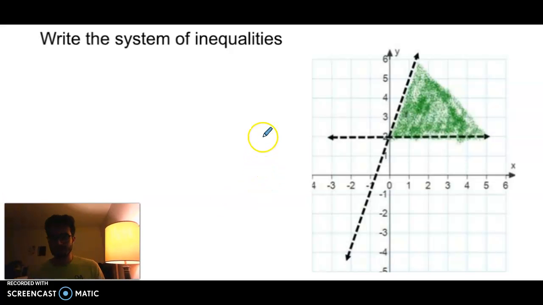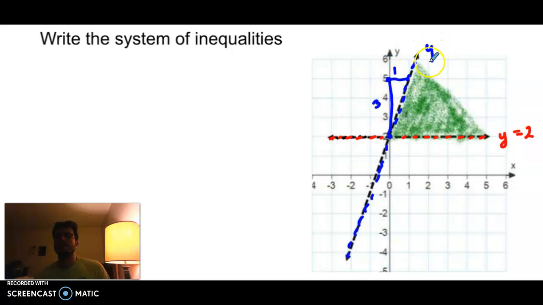And now for the last one. This one we're going to write the graphs. So first I would start by writing the equations of the lines. This line right here, this one in red, this is y is equal to 2. This one right here looks like my y-intercept is 2, and then my slope is 3. I go 1, 2, 3 up, and then 1 to the right. So it's y equals 3x plus 2.